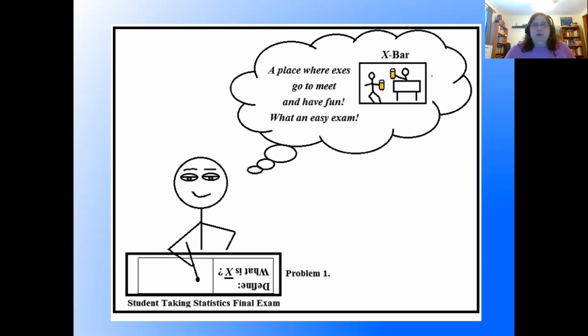So of course, X bar is what? It's the sample mean. So if you're struggling with symbols, maybe that's a good thing to put on your actual note sheet. X bar is the sample mean, whereas mu is the population mean.